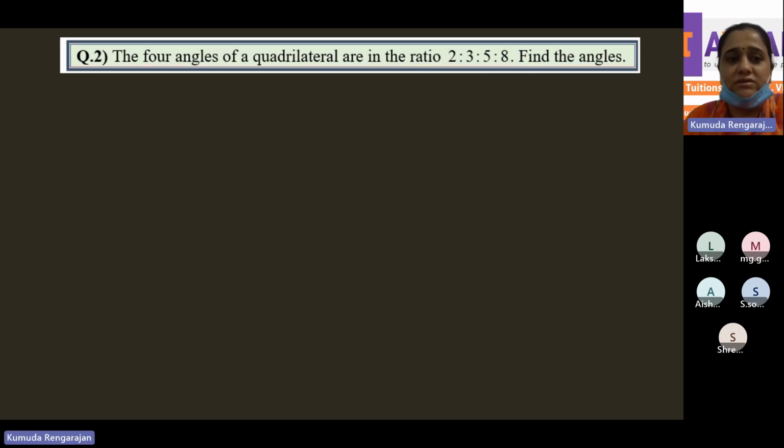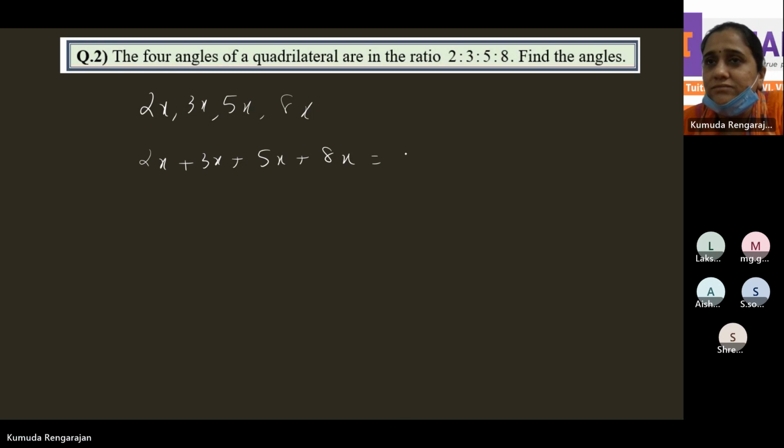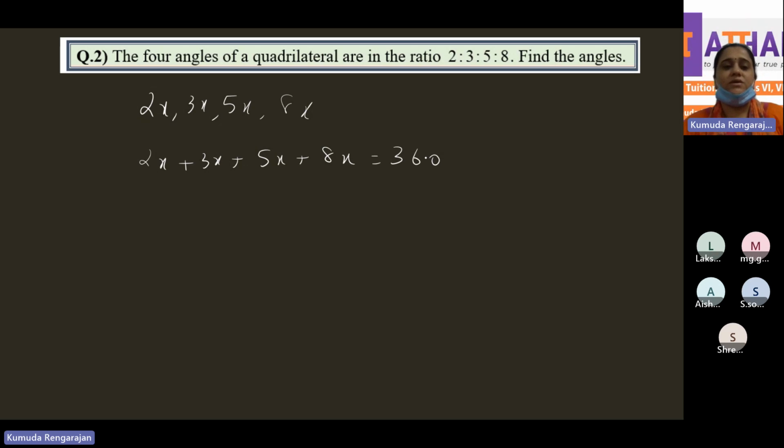Now, when the ratio is given: the 4 angles of a quadrilateral are in the ratio 2:3:5:8. Find the 4 angles. So you will have to say, let the angles be 2x, 3x, 5x, and 8x, correct? Then what will be the equation? 2x plus 3x plus 5x plus 8x is equal to how much? Is equal to 360. Why? Because for a quadrilateral, the total angle is equal to 360 degrees.